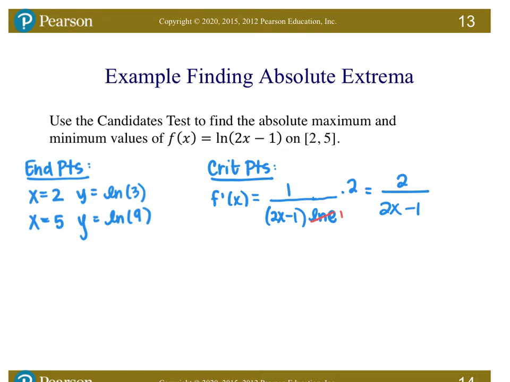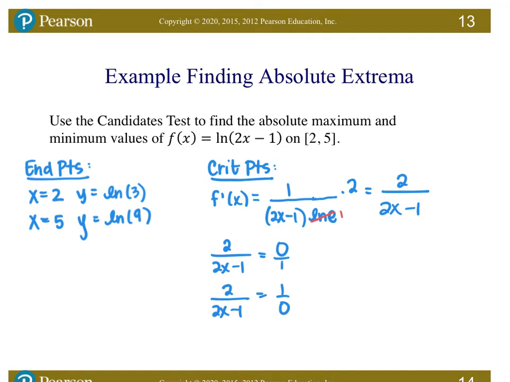That's not a reducible function. You can't take the 2's and reduce it because it's a subtraction problem, and so this is the end. So now we want to take our derivative, 2 over 2x minus 1, and we set it equal to 0. And we also set it equal to 1 over 0. Setting it equal to 0, we'll find any horizontal tangents. Setting it to 1 over 0 will find any corners or cusps.